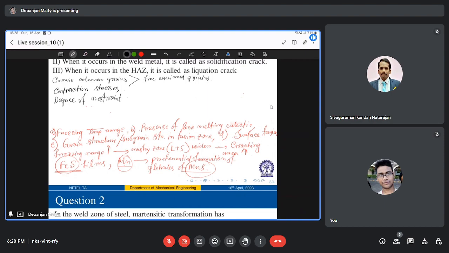Okay. Now, in terms of degree of restraint, what will happen? The degree of restraint of the workpiece is another mechanical factor, right? So, for the same joint design and material, the greater the restraint of the workpiece, the more likely it is to suffer solidification cracking, right?